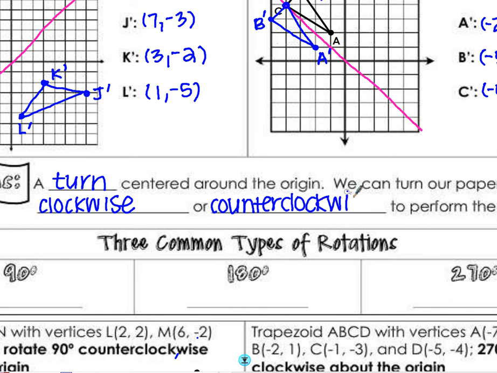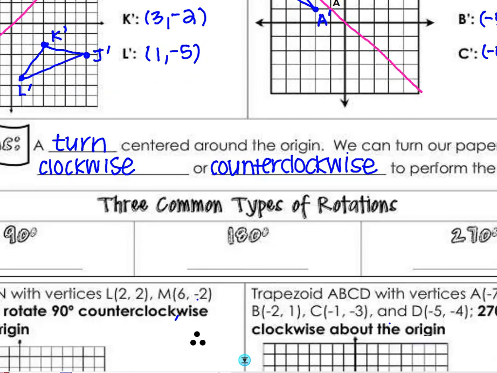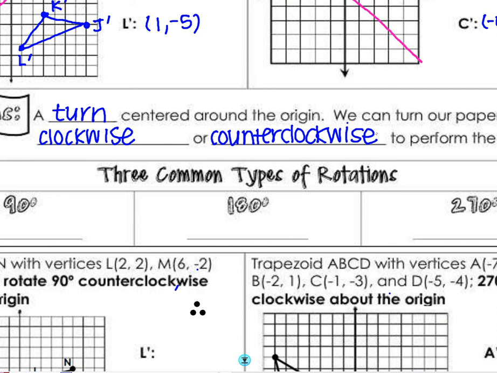Alright? So you just need to pay attention to which way they tell you to go. Alright? So now let's go through and we'll talk about 3 common types of rotation. So, the common types, we have a 90-degree rotation. That's moving exactly 1 quadrant. Okay? 180 is exactly 2 quadrants. And then 270 is exactly 3 quadrants.